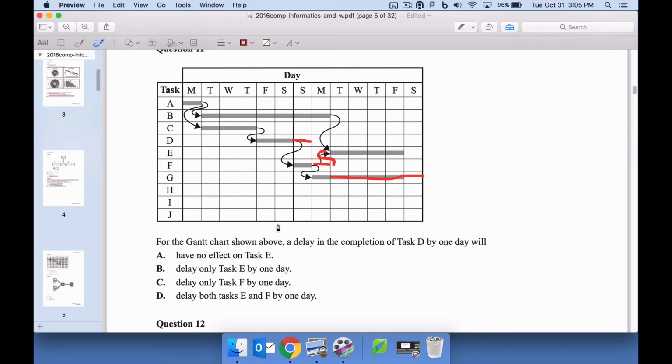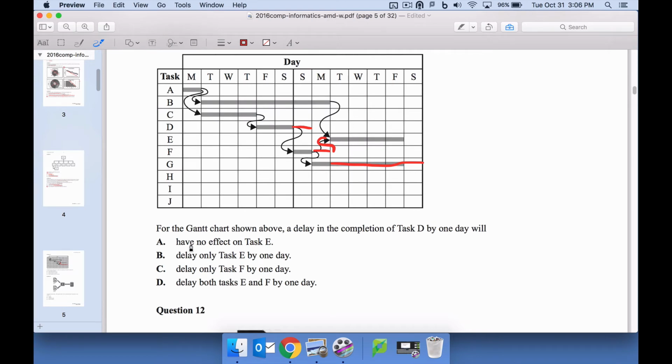So knowing all this, let's go and check what the possible answers are. A, have no effect on task E. So task E is here. That's correct, but we're not sure yet, but that's definitely right. B, delay only task E by 1 day. This task E is not delayed at all from this task D being extended by 1 day. It only affects task F and task G. So it's not this one.